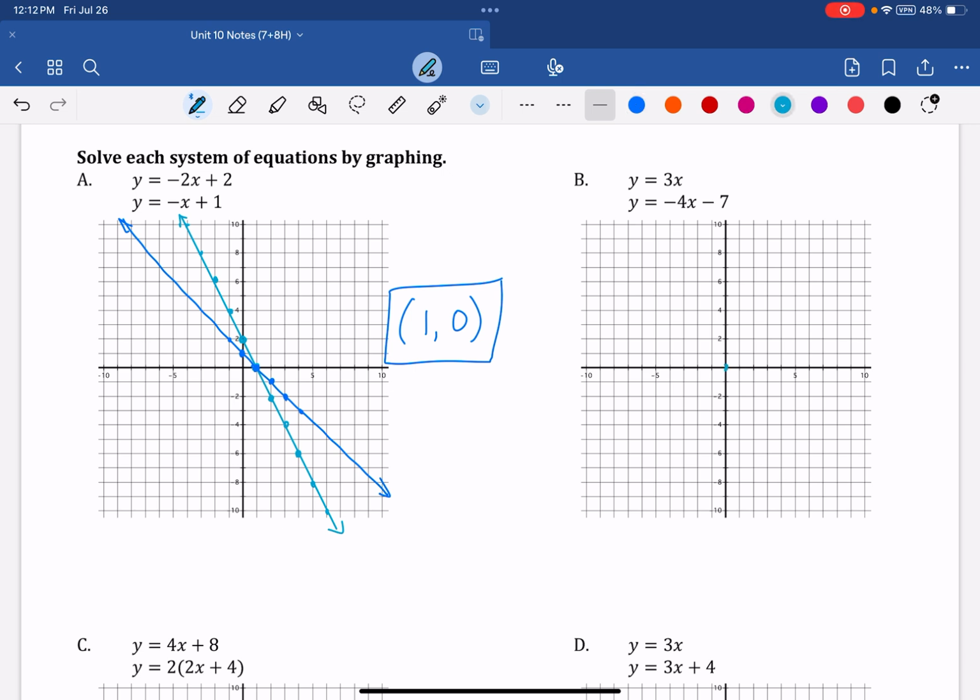Okay, we start at the intercept. Our slope is 3, so 3 over 1. Negative 7, slope of negative 4. So those ones intersect at (-1, -3).